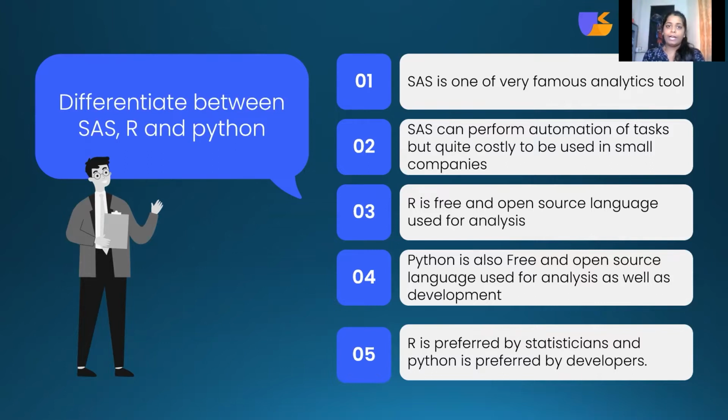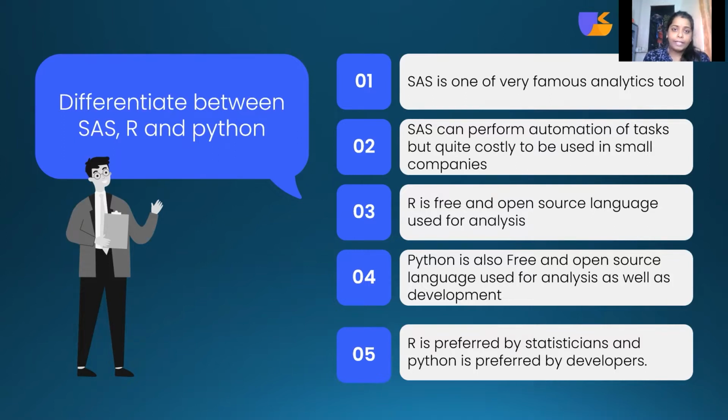Coming back to R as well as Python, both are free and open source software. What do I mean by free and open source? We can install the software for free. There is no cost to bear when you install or download software such as R and Python. And open source means the source code is available for free, you can view the source code and you can modify it up to a certain extent as well.